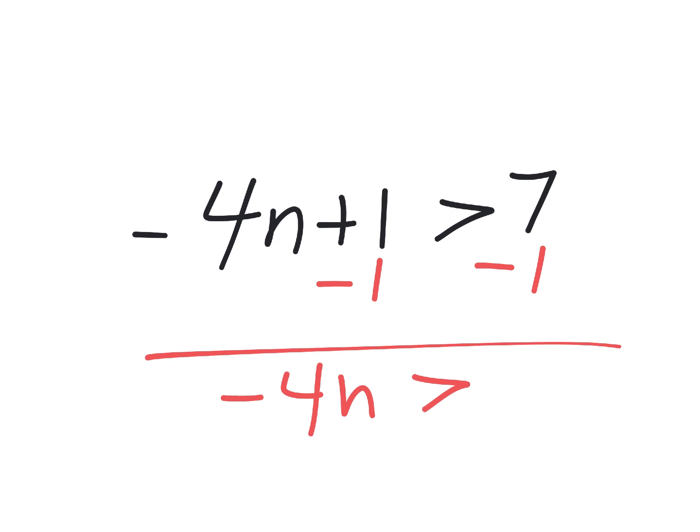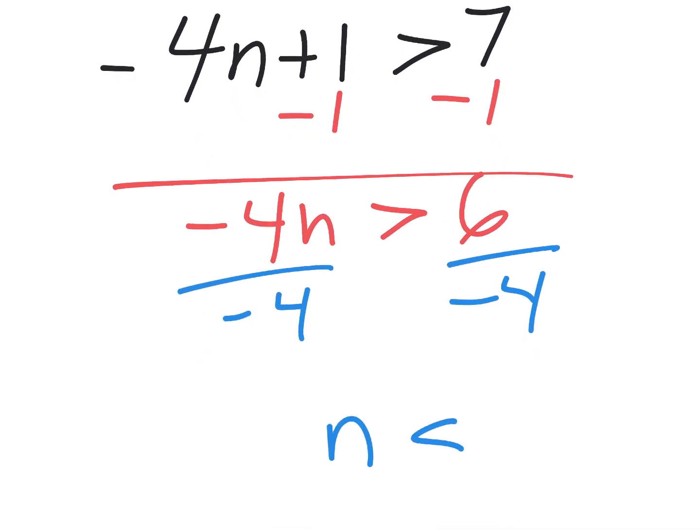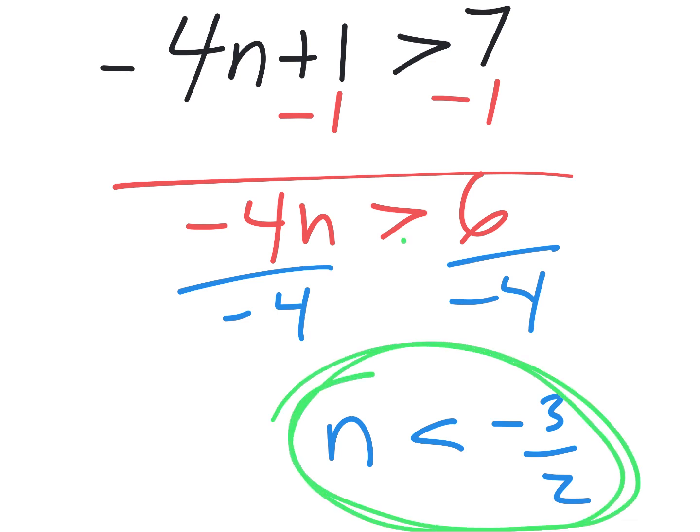-4n greater than 6. Now what? You want to divide by -4. Yup. And switch the sign. Yes. Negative, wait a minute. 6 divided by 4 is like 3 over 2. So -3 over 2. And that's the answer. Don't forget that sign switched. Why? Because we divided or multiplied by a negative. Sign switches.